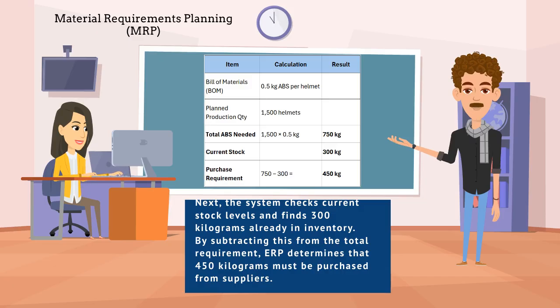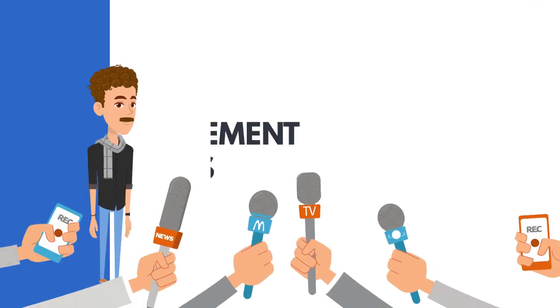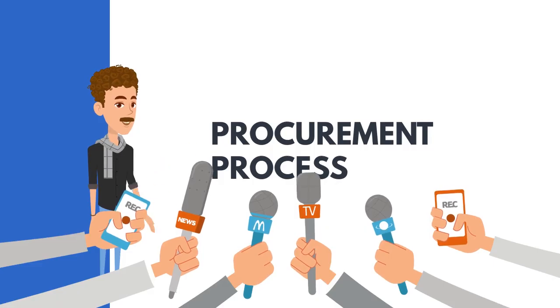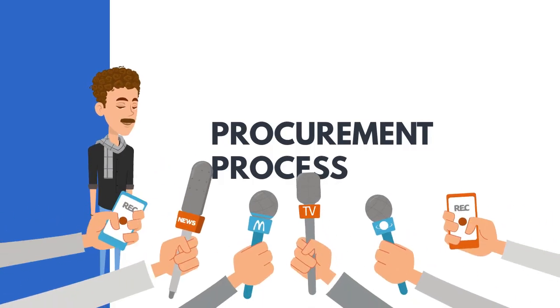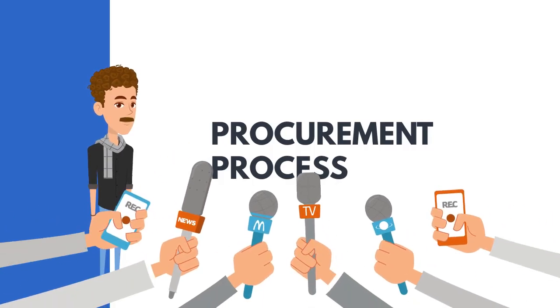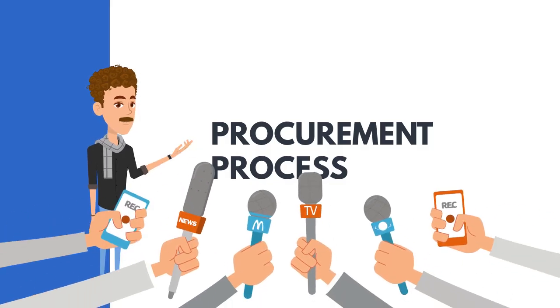Now, let's move on to the procurement process. The purchase requisition generated by MRP now flows to the procurement department. Here, the ERP system analyzes supplier data to recommend the most suitable vendor based on several factors: price, lead time, delivery performance, and past quality ratings.